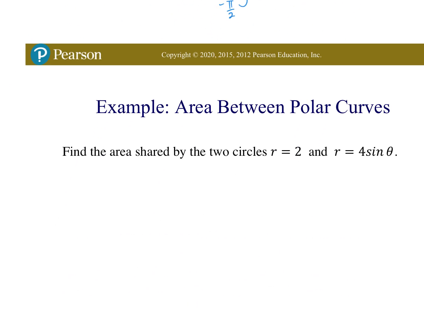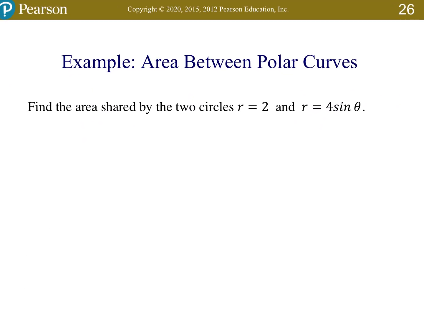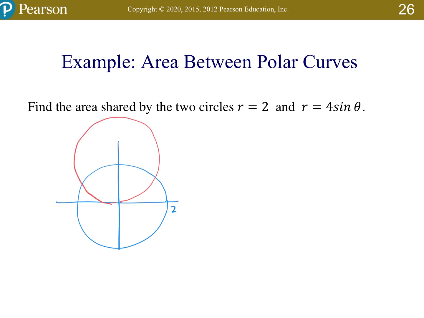All right, we're just going to set up this last one. Find the area shared by these two circles. One of them is radius 2 and one of them is radius 4 sine theta. So you can take a look at those two things. Of course we know what radius 2 looks like. So I've got one of mine that's coming around like this with radius 2. And then my other one, the 4 sine theta, looks like this. Okay, and so we want the area shared by these, the area bounded in between here.